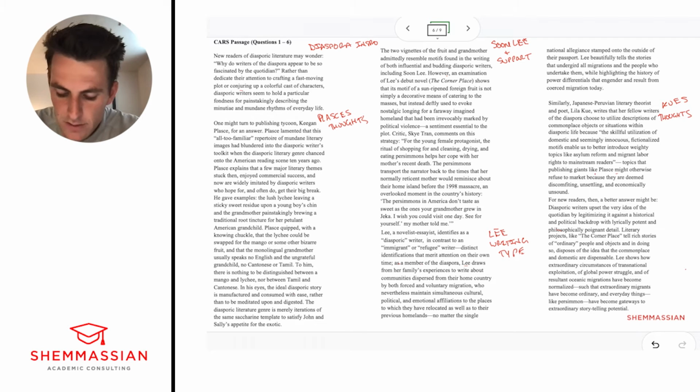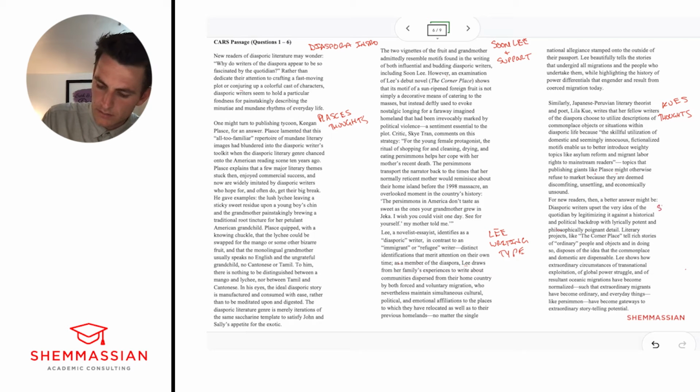For new readers, then, a better answer might be diasporic writers upset the very idea of the quotidian by legitimizing it against a historical and political backdrop with lyrically potent and philosophically poignant detail. Literary projects like The Corner Place tell rich stories of ordinary people and objects, and in doing so, dispose of the idea that the commonplace and domestic are dispensable. Lee shows how extraordinary circumstances of transnational exploitation, of global power struggle, and of resultant oceanic migrations have become normalized, such that extraordinary migrants have become ordinary, and everyday things like persimmon have become gateways to extraordinary storytelling potential. Okay.